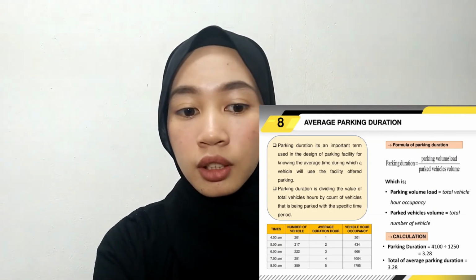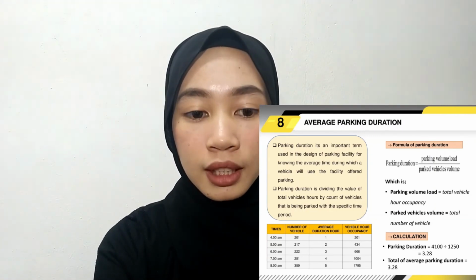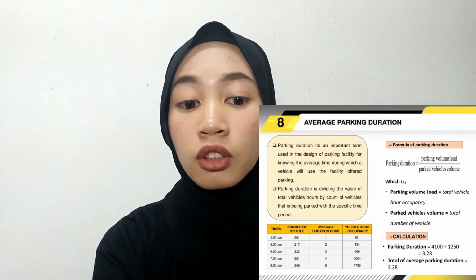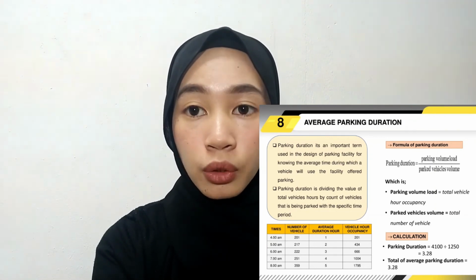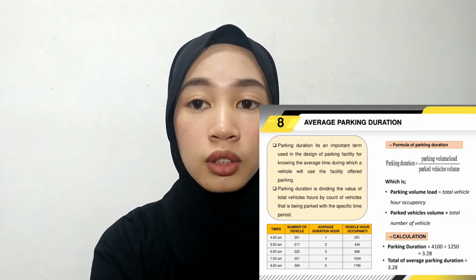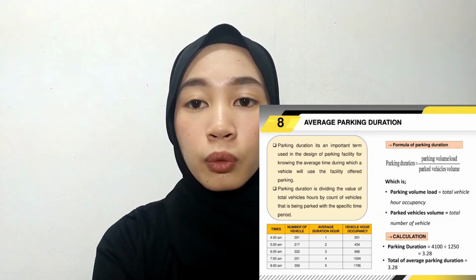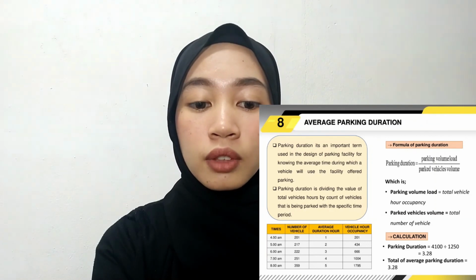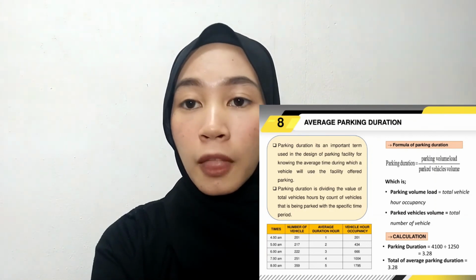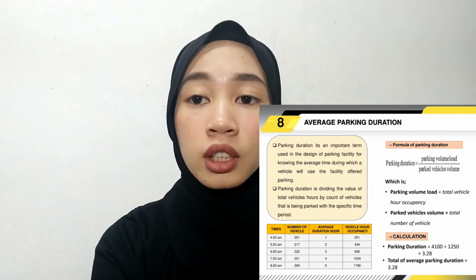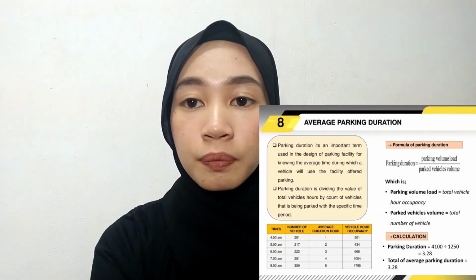So the formula for parking duration is parking volume load divided by park vehicle volume, where parking volume load is the total vehicle hour occupancy and park vehicle volume is the total number of vehicles. So the calculation is 4,100, the total vehicle hour occupancy, divided by 1,250, the total number of vehicles. So the average parking duration is 3.28.